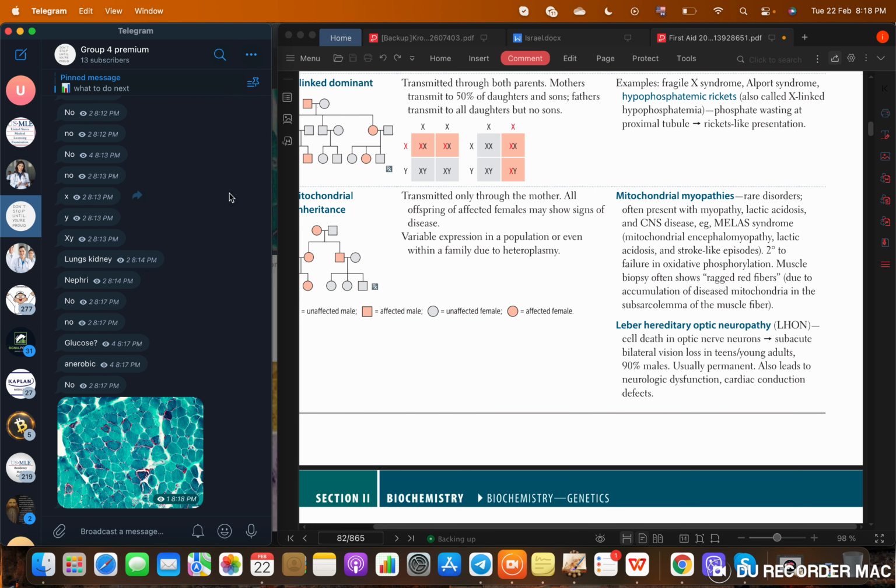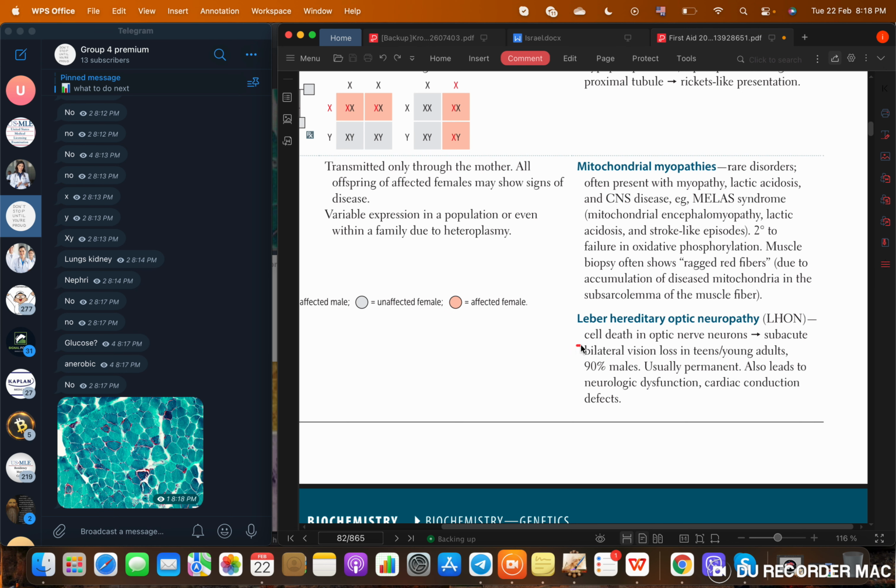Good. So the next thing we have Leber hereditary optic neuropathy. I hate this disease. We'll have cell death in the optic neurons, subacute bilateral vision loss in teens or young adults, and mostly in males. However, the most important thing to know, it's permanent. There is nothing to do.